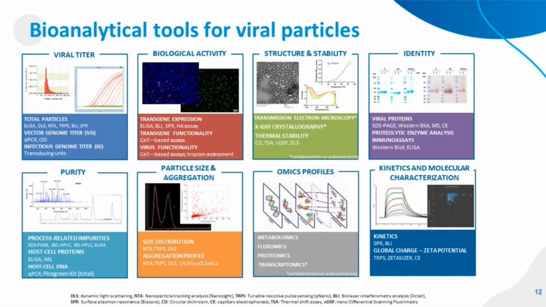When we are looking at viral particles, for example, as the product, the needs in terms of analytical tools are different. Of course, we have to have similar tools like electron microscopy to look at viral structure or characterization of omics profiles. But in this case, we should look as well at viral titers, biologic activity, kinetics, and so on. And these are some examples of the bioanalytics that we are using here to characterize these viral particles.